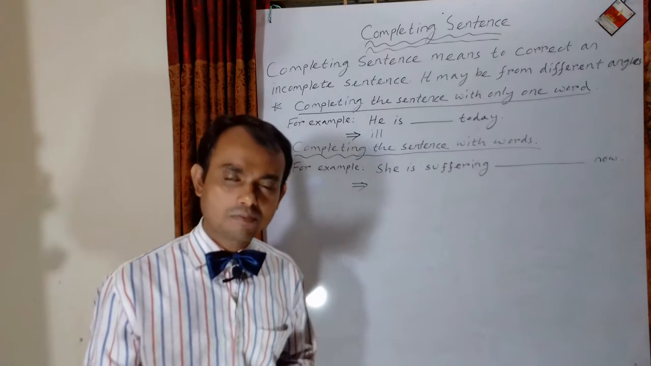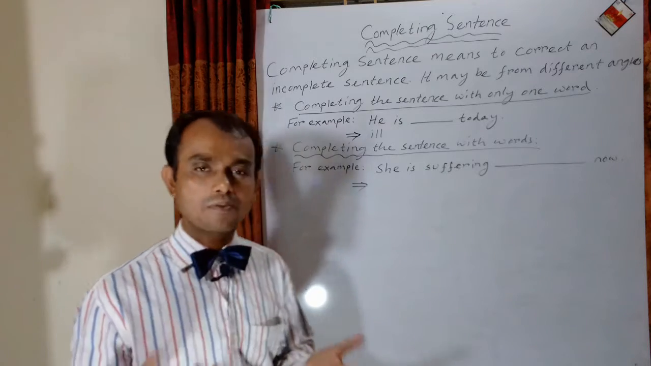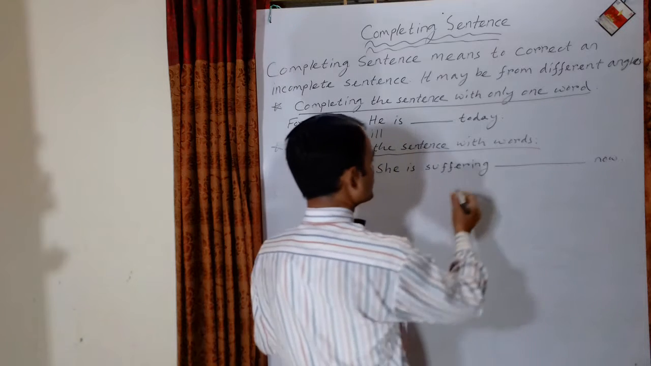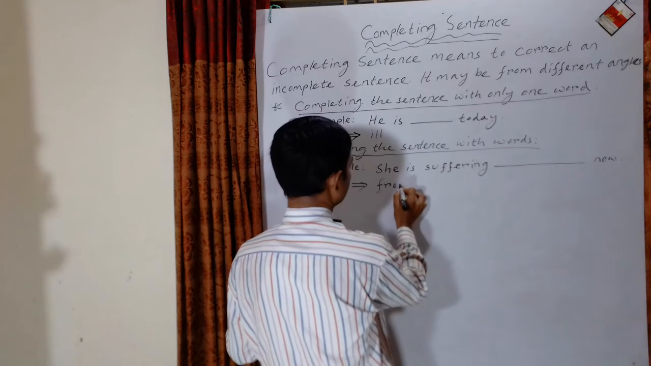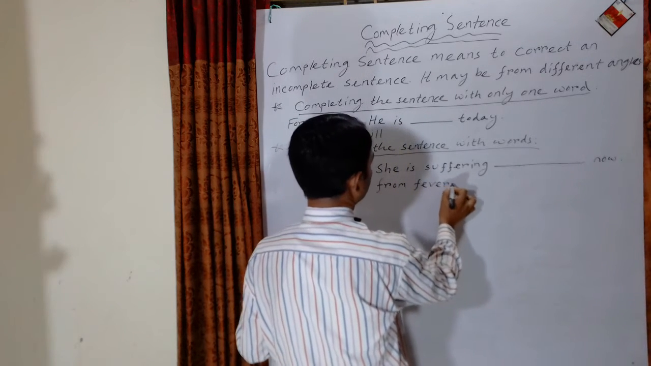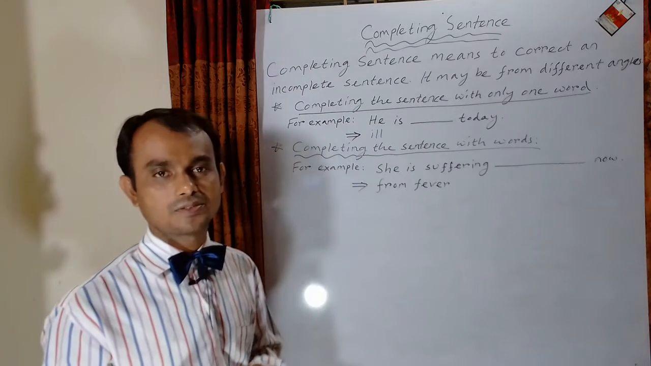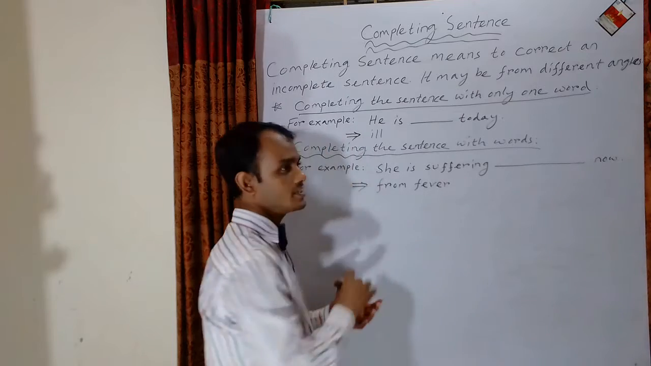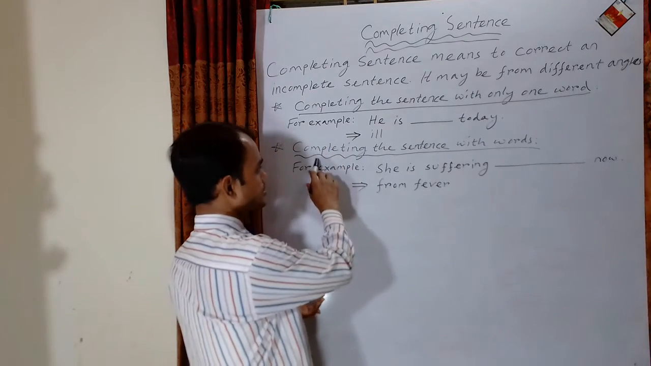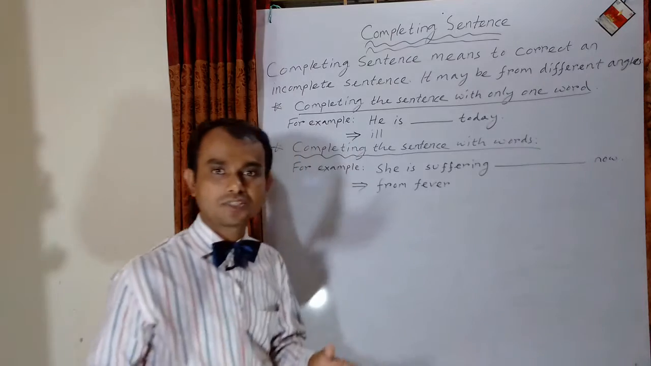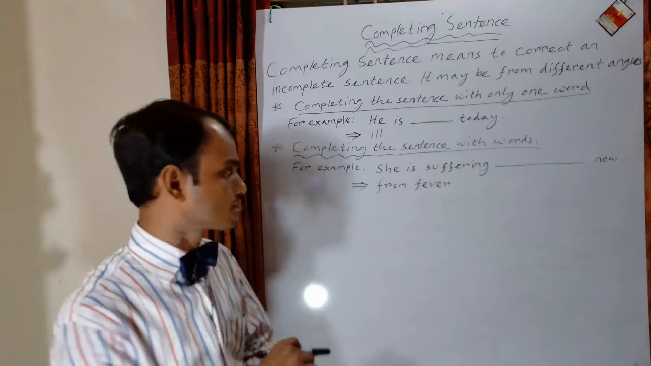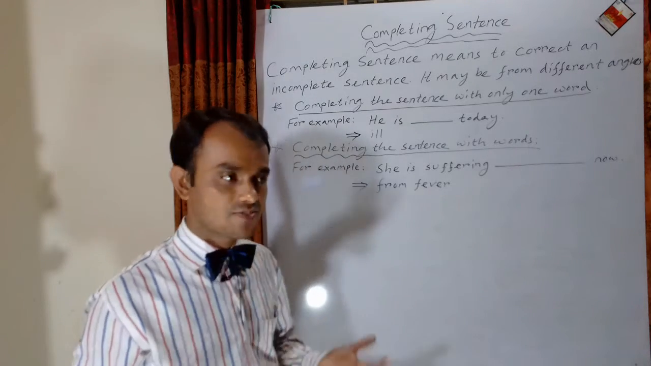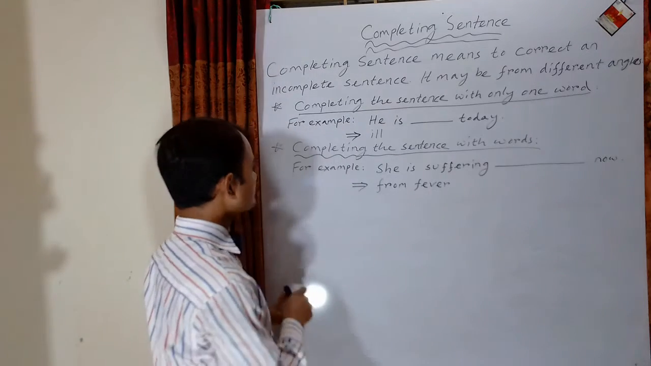Okay, you can use any type of part of speech, you can use any type of word, but that must be according to meaning. Okay, I am going to write from fever. She is suffering from fever now. I have used two words here. That is according to the instruction. Completing the sentence with words. Words mean more than one word. You can use 3 words, 4 words, 5 words according to you, no problem.